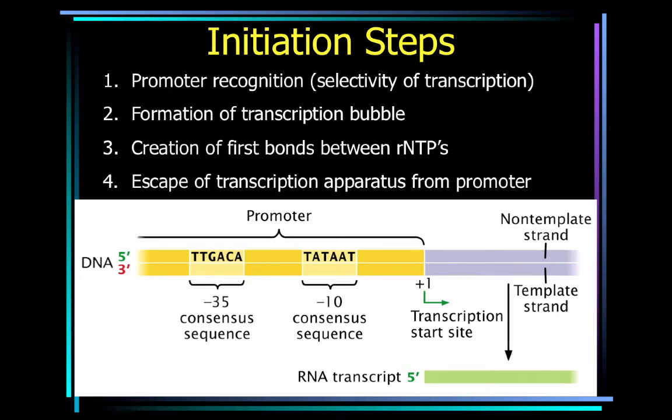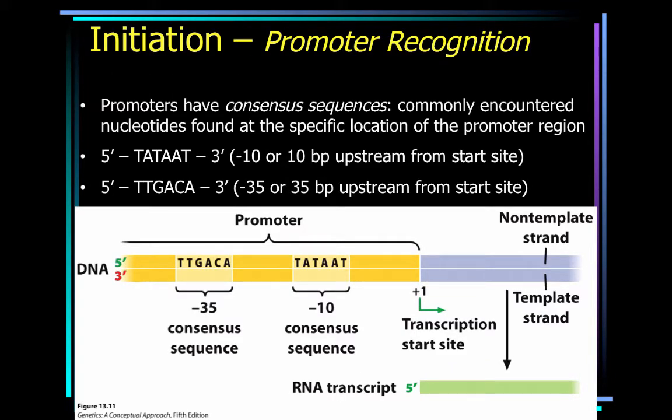So now that we have a good understanding of the four major steps associated with initiation, let's take a more intense look at the promoter recognition part of initiation. To orient you to this figure here, we've got the promoter region, which is going to be in yellow, and we have our non-template strand and our template strand of DNA. Our non-template strand is going to be oriented 5' to 3'. Our template strand is going to be oriented 3' to 5'.